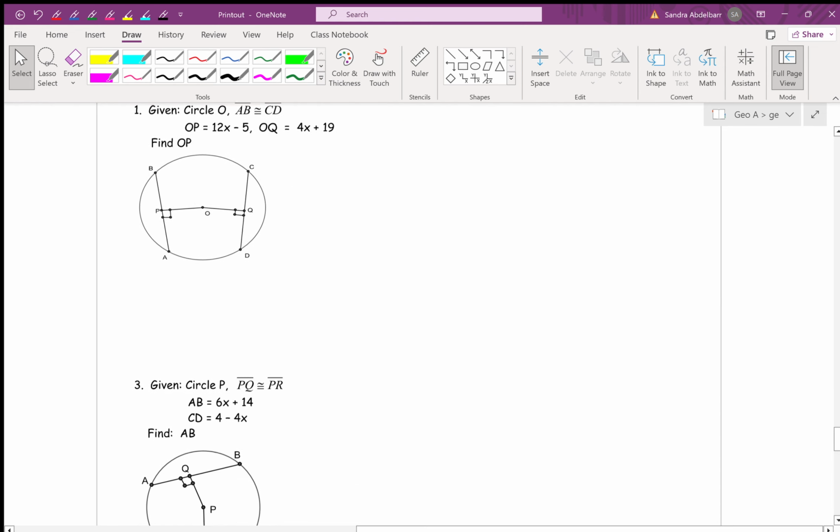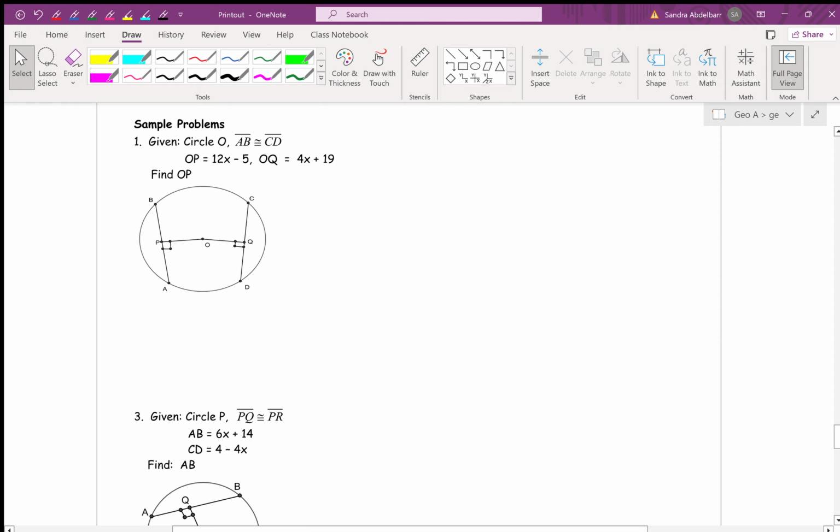Okay, let's look at number 1. So here we have circle O, so we know the center of our circle is O. Now we're being told that AB is congruent to CD. Michael, AB and CD are what in reference to our circle? They are the chords. Since the chords are congruent, Navia, what else can we say is congruent? You got it. Then we can say the perpendiculars PO and QO are congruent. So if the chords are congruent, the perpendiculars from the center are congruent. If the perpendiculars from the center are congruent, then the chords are congruent.